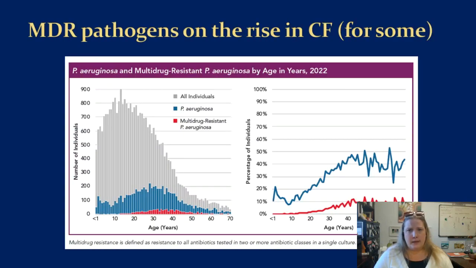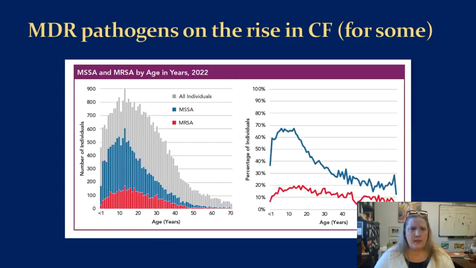We also know that antibiotic resistant isolates coming out of CF lungs are becoming more common. And this we can see with Pseudomonas aeruginosa, and you can see the little red line, which is the multi-drug resistant Pseudomonas isolates, are becoming more prevalent in adults. Still not eclipsing the non-drug resistant Pseudomonas. I mean, Pseudomonas itself is naturally drug resistant to certain antibiotics, but now we're seeing even more resistant isolates popping up. And the same holds true for methicillin-sensitive Staph aureus and methicillin-resistant Staph aureus.